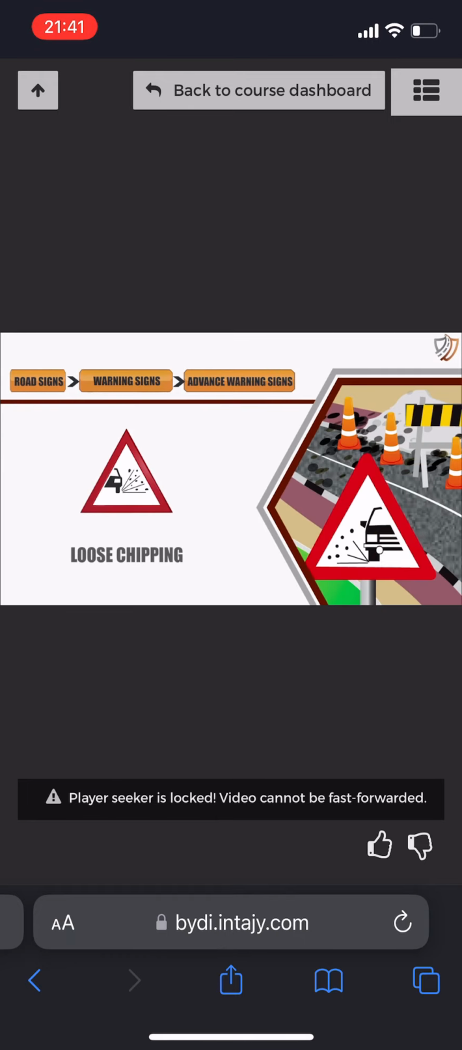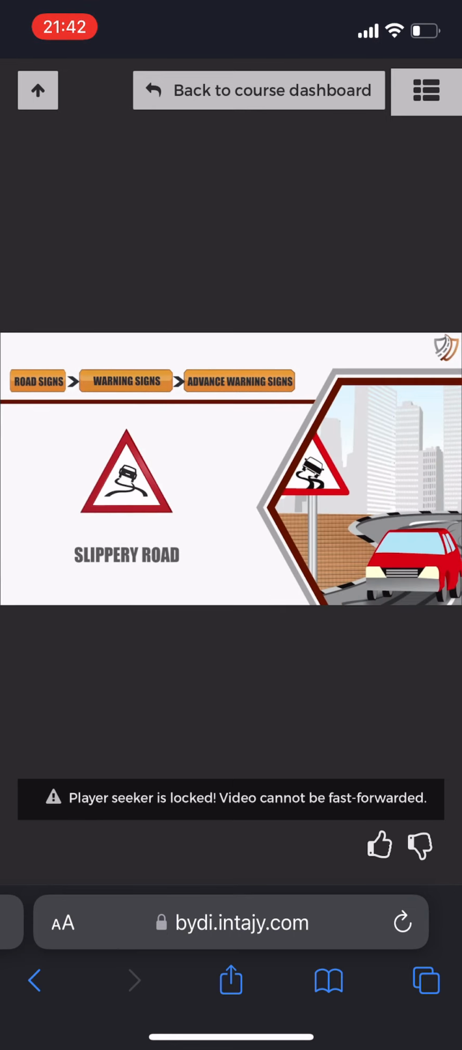Loose chipping. This sign warns of loose chippings, such as sand or gravel. This sign is typically found on temporary roads. Motorists must reduce their speed well in advance because loose chippings might fly and hit pedestrians, other vehicles, or nearby property. Avoid hard braking to prevent skidding and losing control over the vehicle. Moreover, the traction might reduce in such areas, so maintain a safe distance from the vehicle in front.